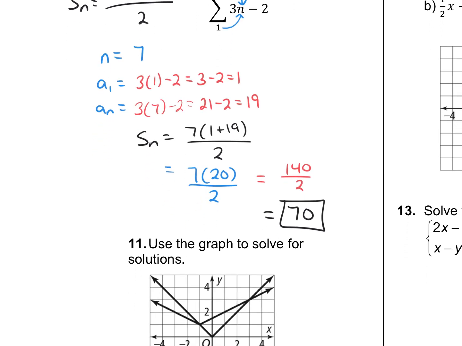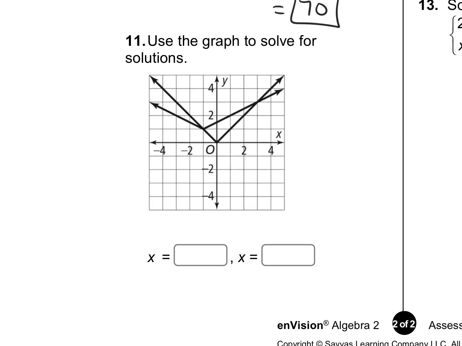Number 11, it says use the graph to solve for the solutions. I'm going to reword this. I want you to write it how we normally have. So we usually write solutions as coordinates, right? Yeah. So it gives you the graph. Do you really have to do any work? No. How do we know what solutions are? It's the points where they intersect, right?